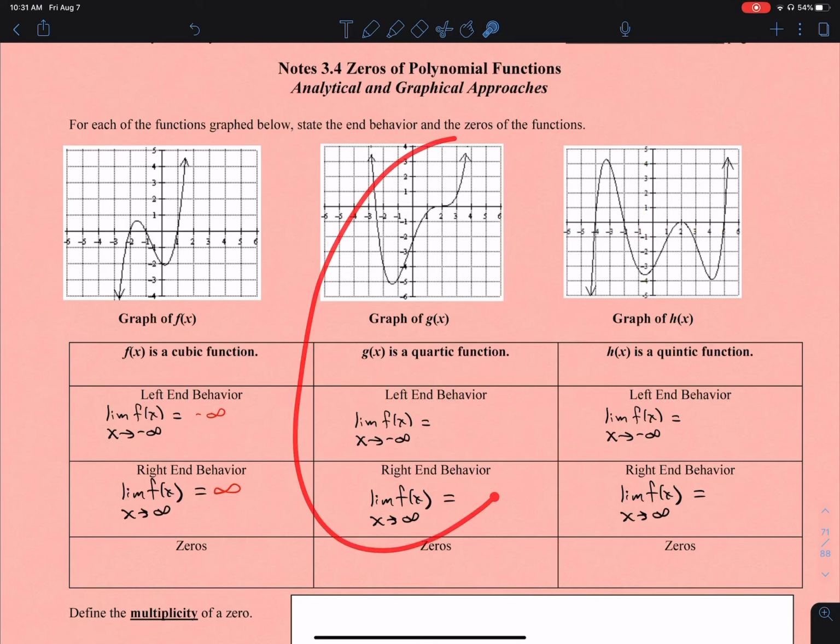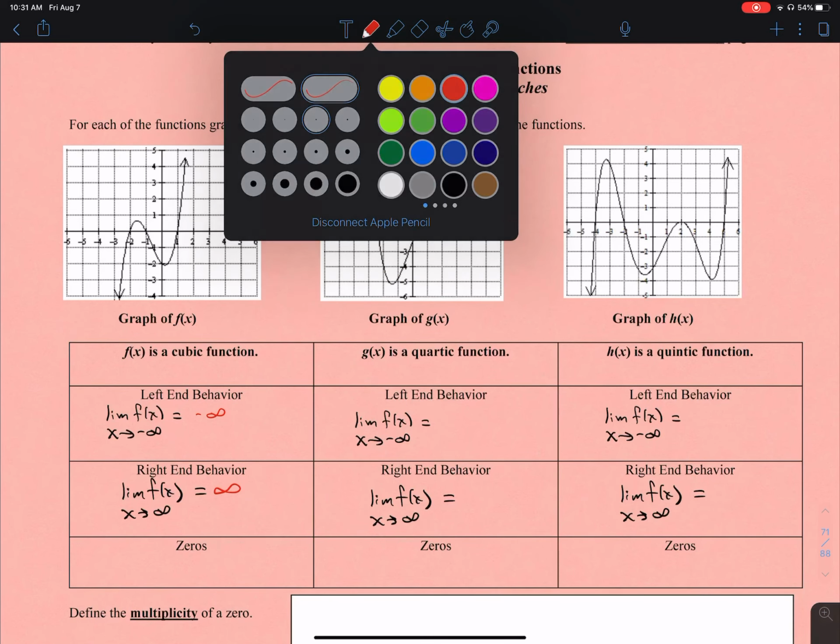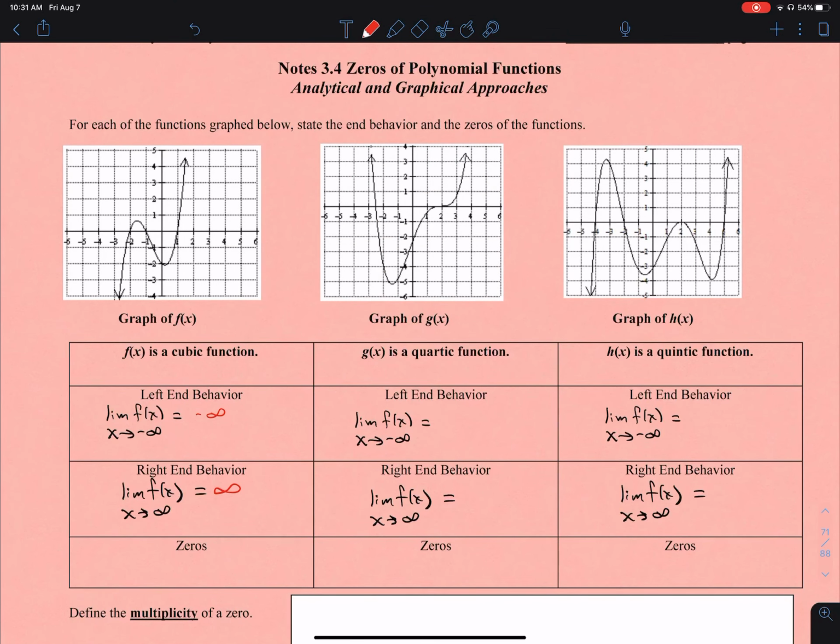Looking at this next graph, we'll get the zeros here in a minute. As x goes left forever, y is going up forever. So as x approaches negative infinity, the limit is infinity. As x approaches positive infinity, y is going up forever. It's also approaching positive infinity. This is a quartic function, quartic meaning that the biggest exponent is a 4. A quintic function means the biggest exponent, the degree, is 5.